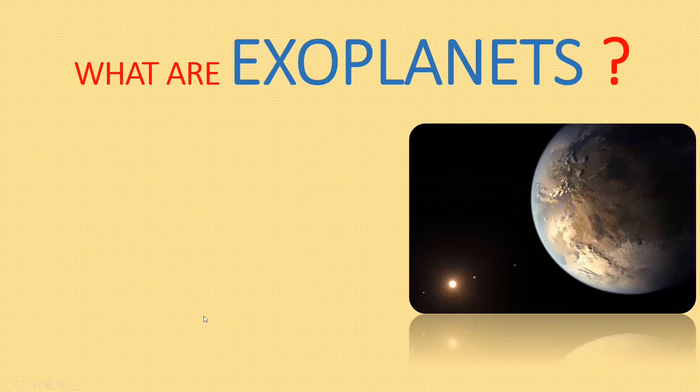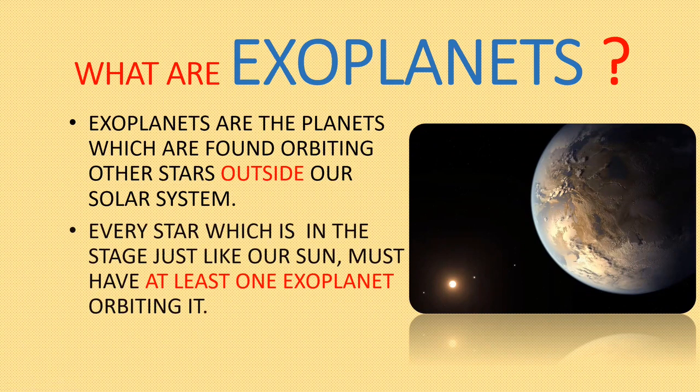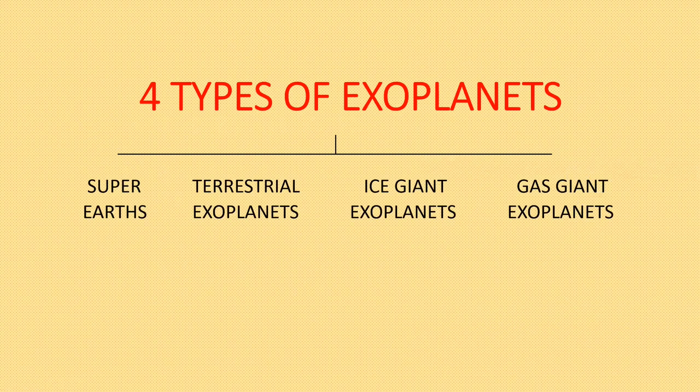So first we are going to see what exoplanets are. Exoplanets are just normal planets, but they are not orbiting our sun. They are orbiting a different star. Every star which is in the stage in which our sun is should have at least one exoplanet orbiting around it.